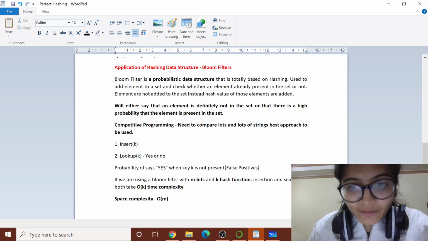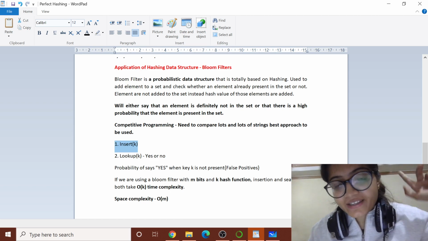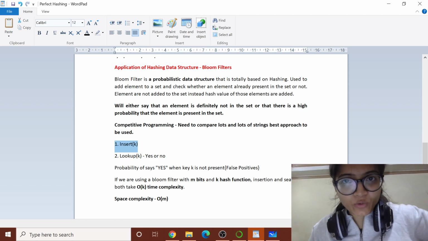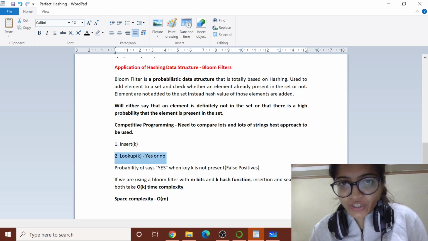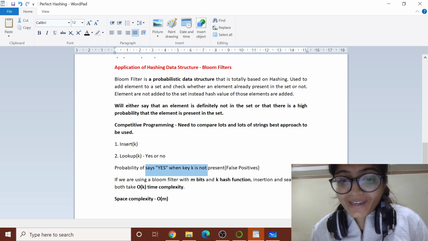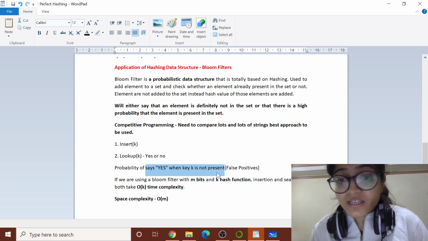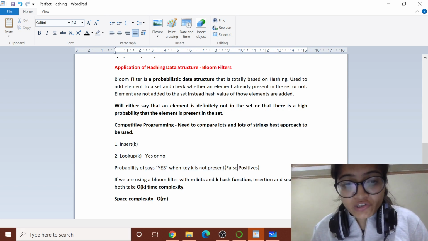So in competitive programming, I already told you how it's used. So basically there are two functions which we have seen: insertion of key k, where we used to calculate the hash function, and then we used to see, and there is a lookup. Lookup means searching whether the string is present or not present. Now we need to here calculate the probability of saying yes when k is not present. When key is not present, but our data structure is saying that the key is present. So this is something which we called the false positive.